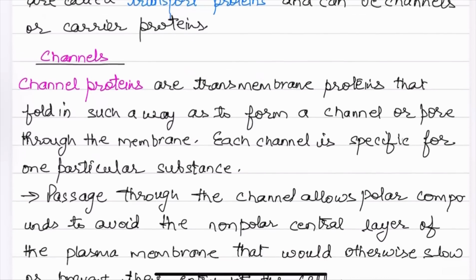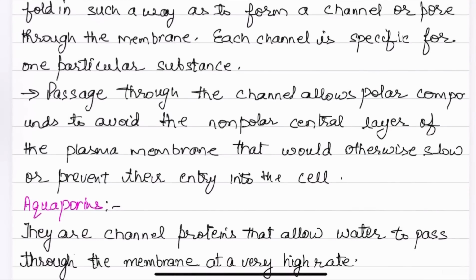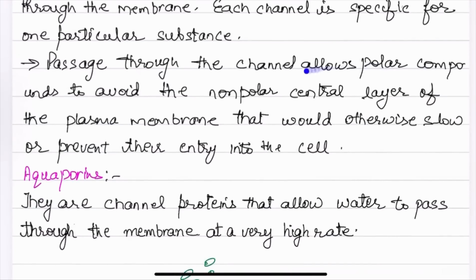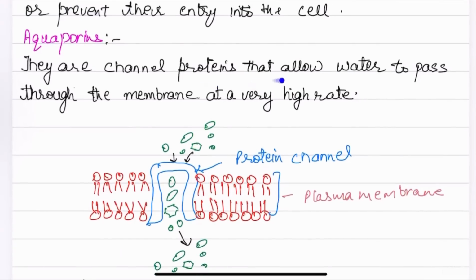So now we have channel proteins. Channel proteins are transmembrane proteins that fold in such a way so as to form a channel or pore through the membrane, and each channel is specific for one particular substance. Passage through the channel allows polar compounds to avoid the nonpolar central layer of the plasma membrane that would otherwise slow or prevent their entry into the cell. So one example, we have aquaporins. These are channel proteins that allow water to pass through the membrane at a very high rate.